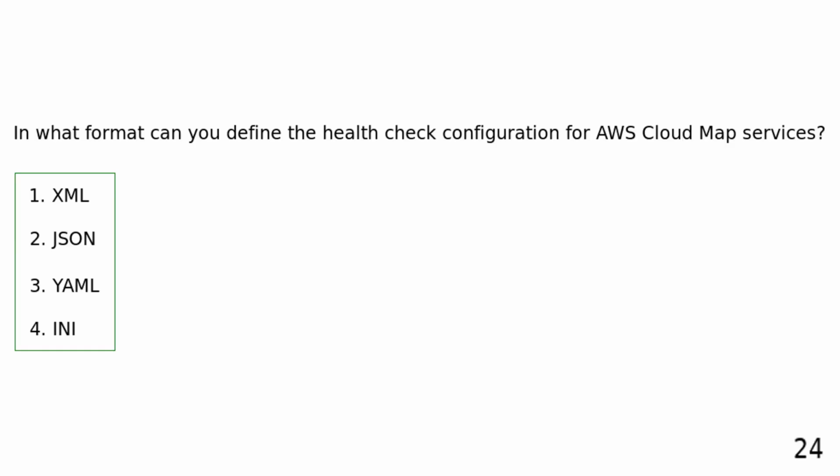In what format can you define the health check configuration for AWS Cloud Map services? XML. JSON. YAML. INI.